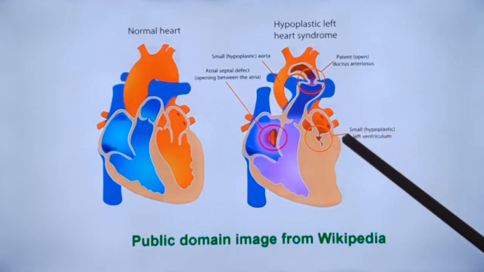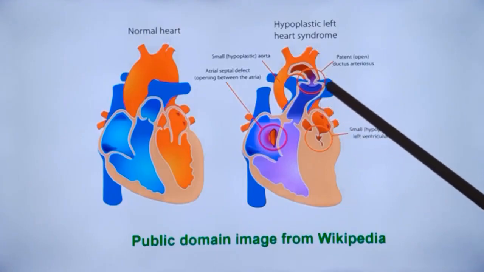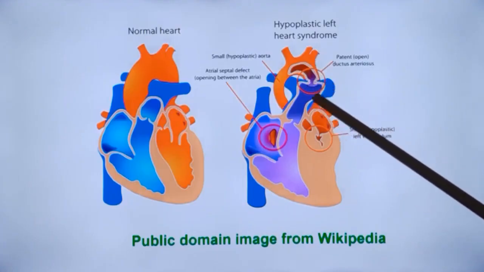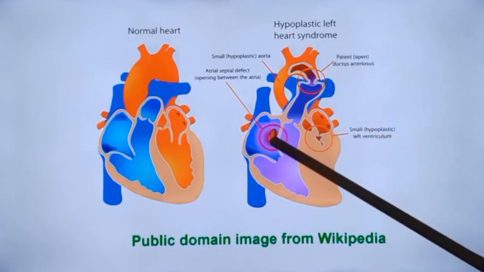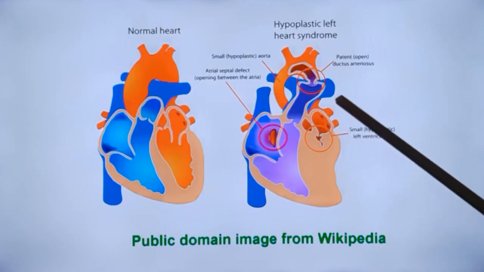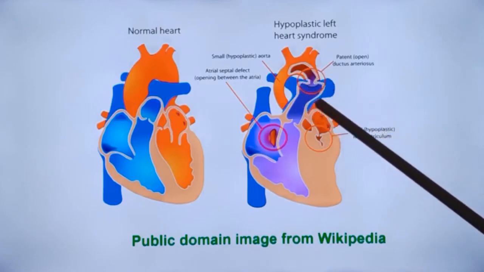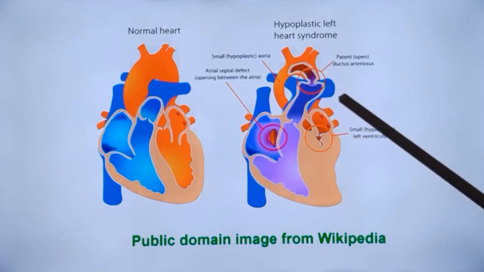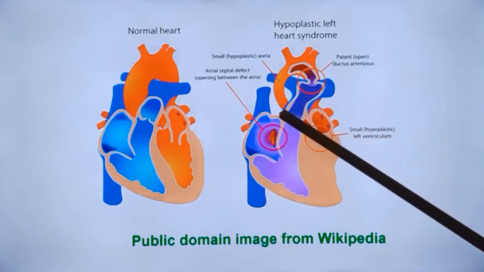This has a very poor survival, and factors which help postnatal survival are the presence of a patent ductus arteriosus and an atrial septal defect. After birth, the PDA can be maintained by using prostaglandin infusion to get time for surgical procedures.